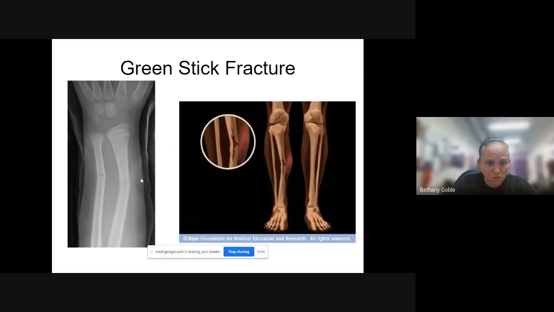This is showing you guys some pictures. So this is a green stick fracture. It didn't go all the way through, right? Same thing here. It splintered it. Think of that new green stick of a tree. You can't crack it. It's going to be splintered, okay?